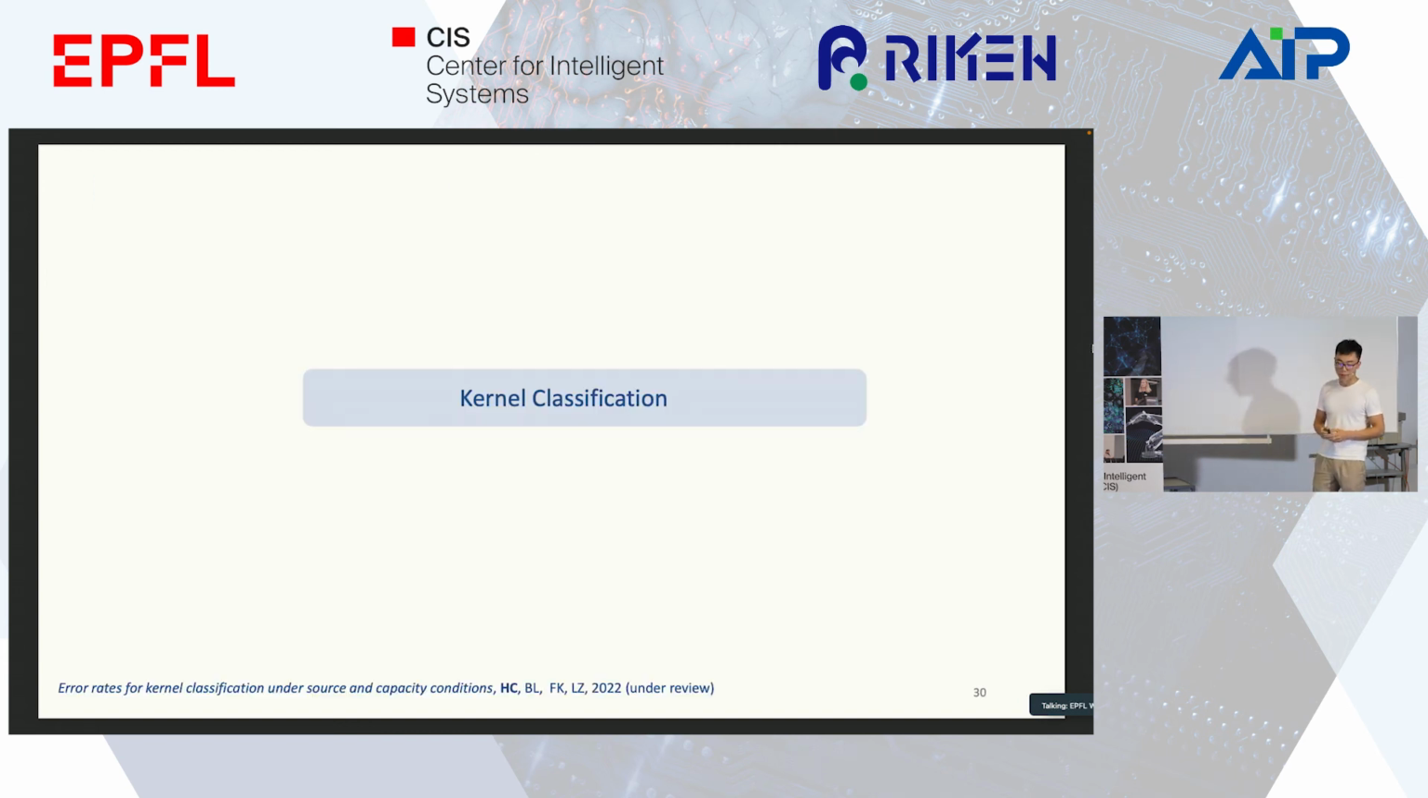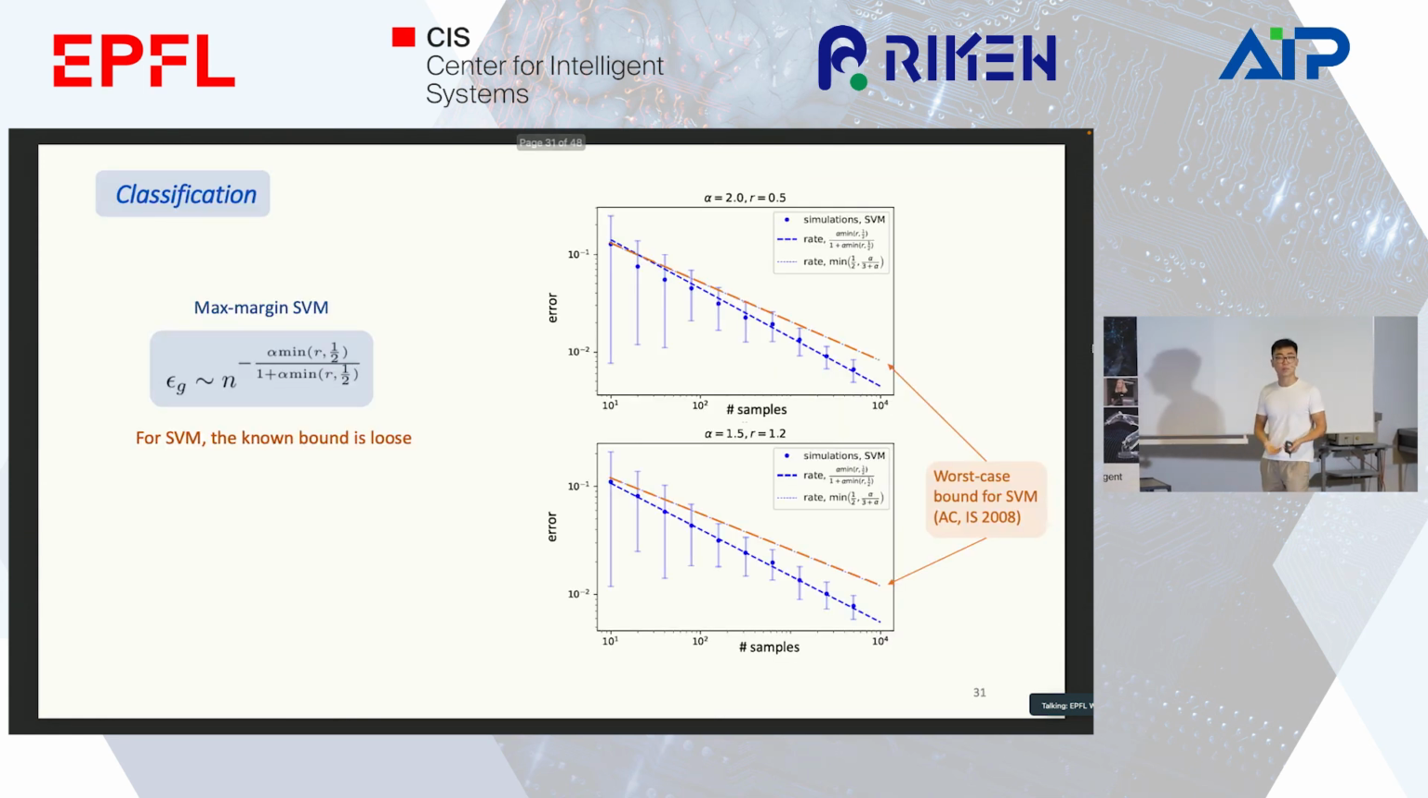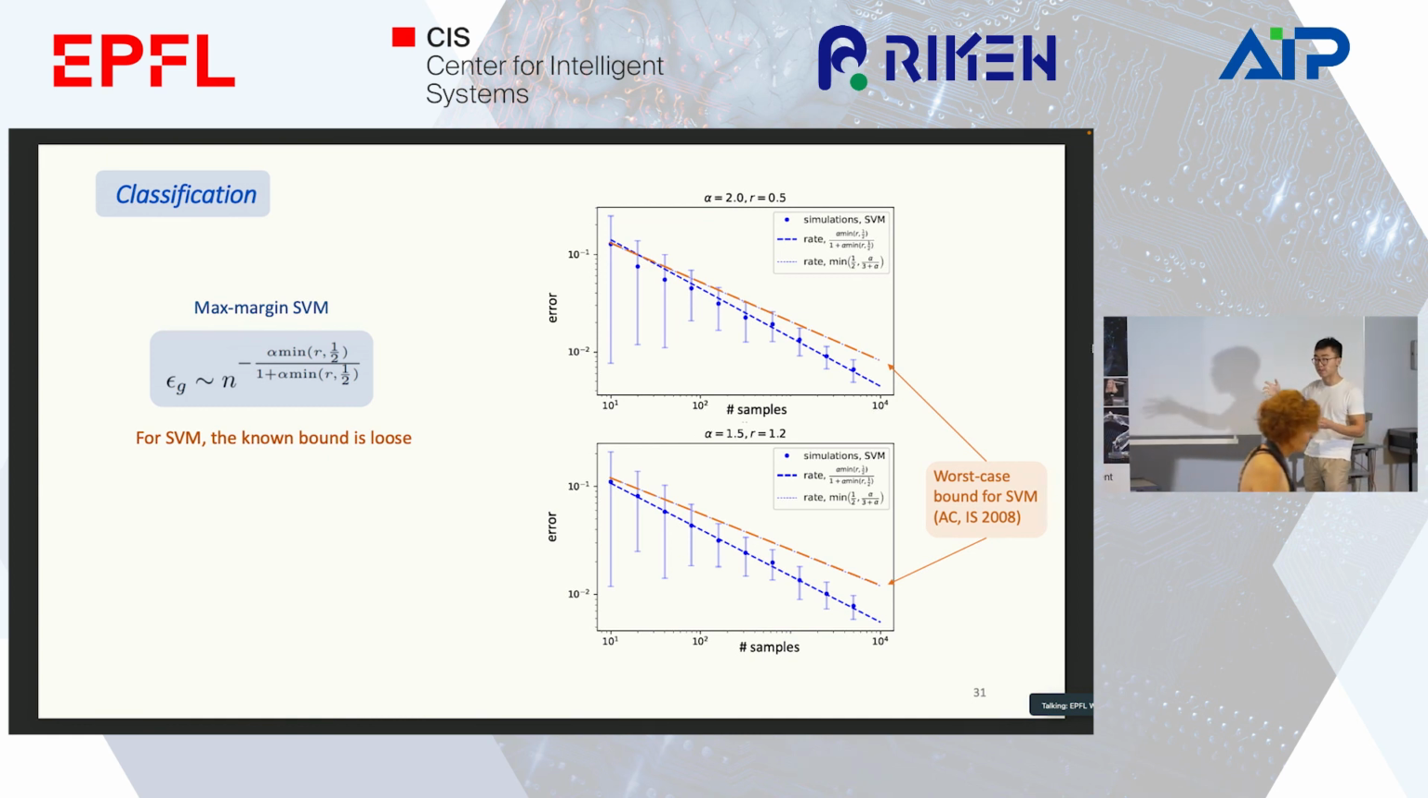I think I'm good on time, right? Some words on kernel classification, which correspond to this paper here, which you can find on arXiv. Well, you can basically repeat the same analysis and derive formulas for the rates for some classifiers. For example, this is the kernel max margin support vector machine. And on the right, you see some plots where we check this on artificial Gaussian datasets, where the dots correspond to simulation and the dashed lines correspond to the theoretical rate.